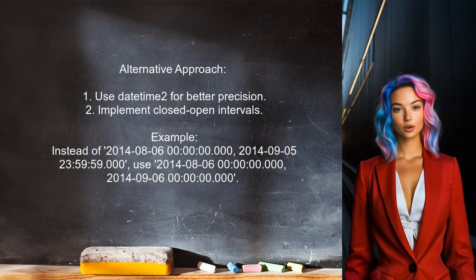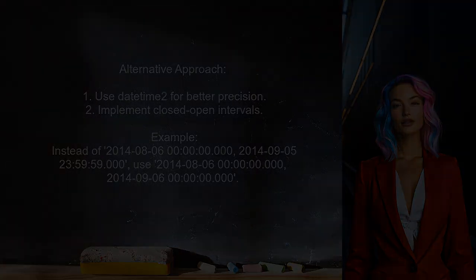An alternative approach suggests using the datetime2 type instead of datetime for better precision. It also recommends using closed open intervals, meaning the end date should not include the last moment of the day. This avoids issues with rounding that can occur with the datetime type.